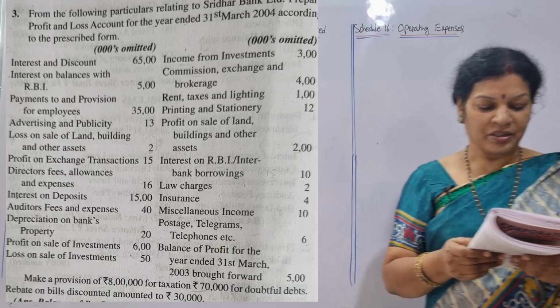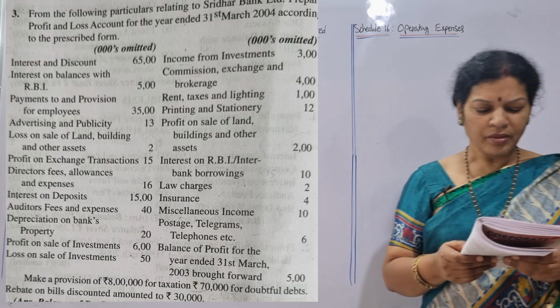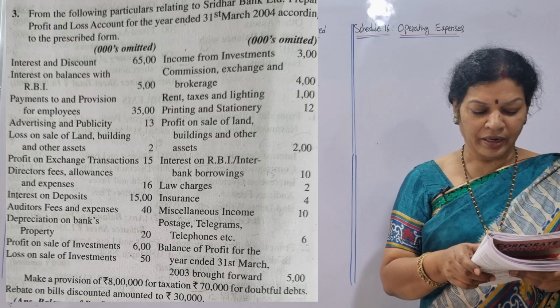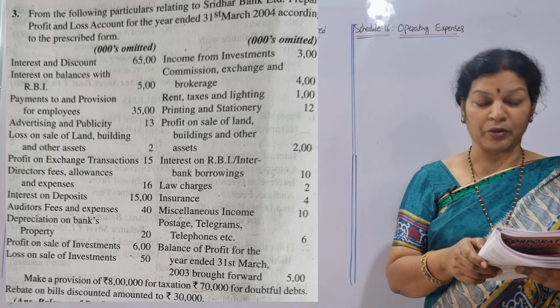Okay. Now coming to the adjustments. Make a provision of 8 lakh rupees for taxation and 70,000 rupees for doubtful debts.